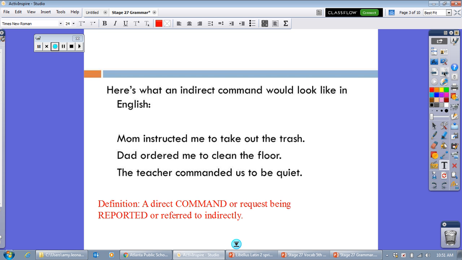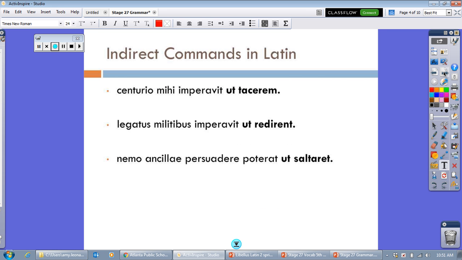A few quick examples in Latin would look like this. Centurio mihi imperavit ut tacerem. The centurion ordered me to be silent. Legatus militibus imperavit ut redirent. The commander ordered the soldiers to return. Nemo ancillae persuadere poterat ut saltaret. Nobody was able to persuade the slave girl to dance.